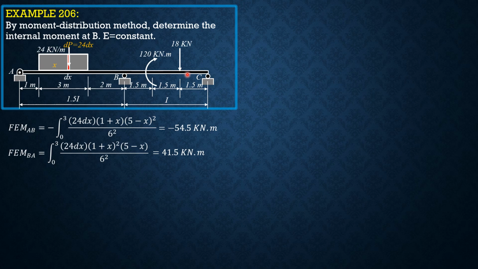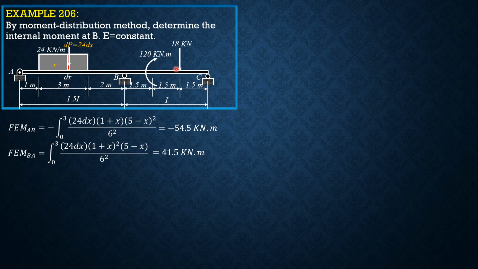Fixed moment BC, there are two loads. So for the couple, because it is clockwise, it is 120 over L square, 4.5 square, b, MB, which b is 3, 1.5 plus 1.5, then quantity 2L minus 3b, 2 times 4.5 minus 3 times 3.